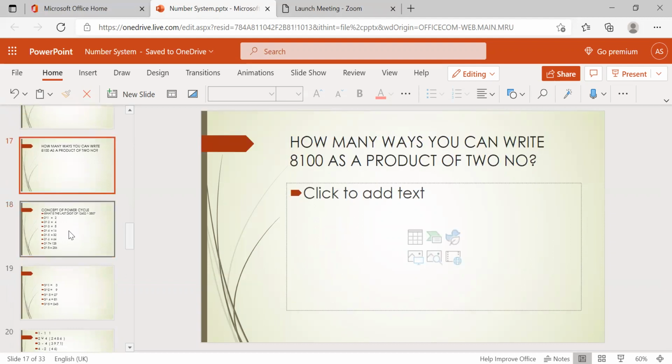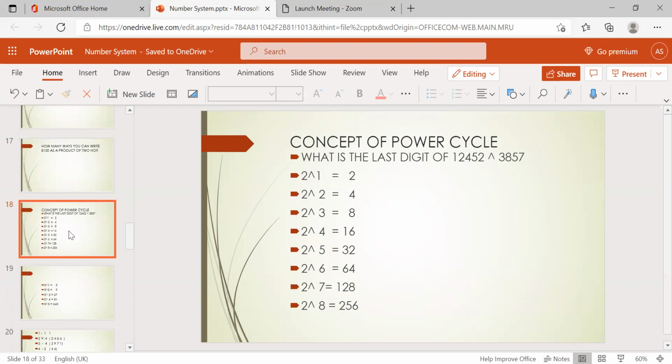Now, today we are going to discuss the concept of power cycle. What is the power cycle? First, generally, see here: 2 power 1 is 2, 2 power 2 is 4, 2 power 3 is 8, 2 power 4 is 16, 2 power 5 is 32, 2 power 6 is 64, 2 power 7 is 128, and 2 power 8 is 256.